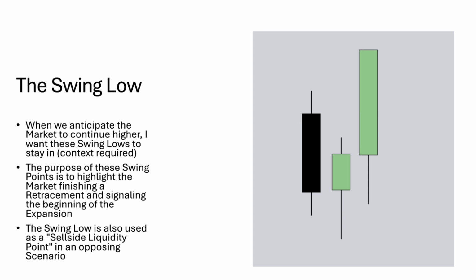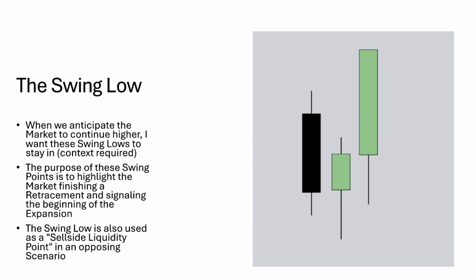And let's just take, for instance, a bullish scenario because we never talked about the swing low in itself. When we anticipate the market to continue higher, I want to see these swing lows stay in. And of course, there's going to be context that is required for that to happen. Because we can see swing lows, but if we do not have the right context, if we do not have the right bias, if we do not have the right narrative, these swing lows are going to be there just for a short time period, and then they're going to have the market go through them.